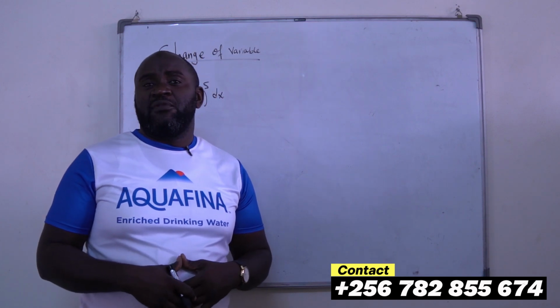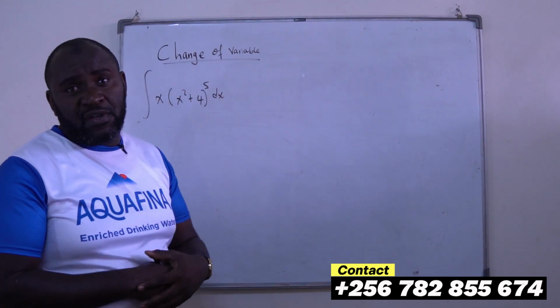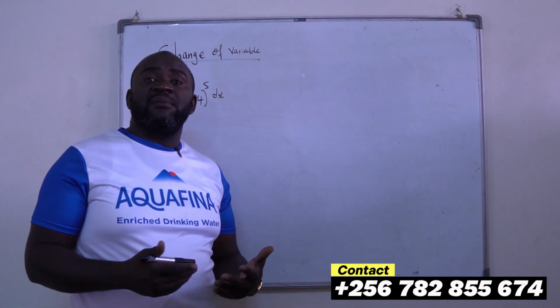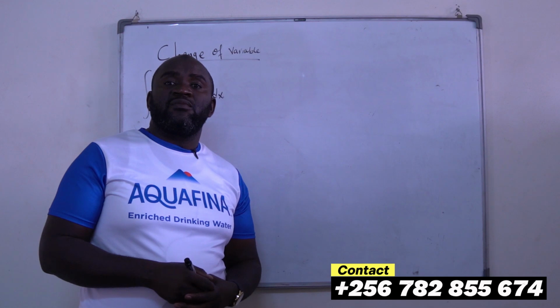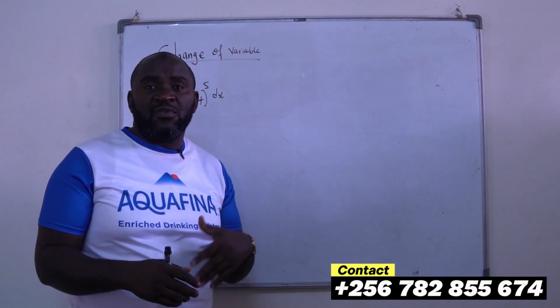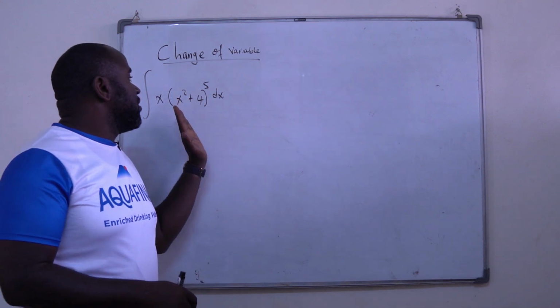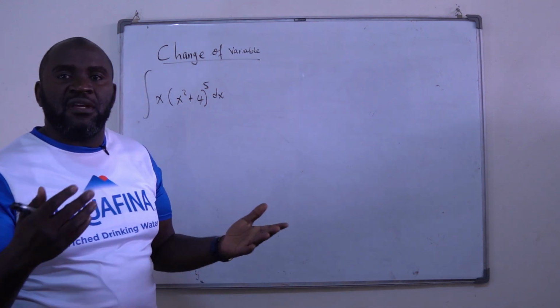And today we have type 3, which is going to be called change of variable. Some of the methods we have seen in type 1 and type 2. For some integrals we could as well use other methods. Among those methods we have what we call the change of variable. So in change of variable, we expect to change the variable.